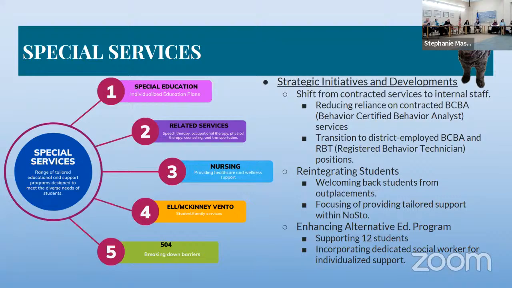One of the biggest shifts that we're looking at is reducing some of our reliance on some of the outside contracted services that we've previously contracted with. That looks like the BCBA, so board certified behavior analysts, we've usually contracted for those services. So now we're looking to make that shift to have somebody in-house.